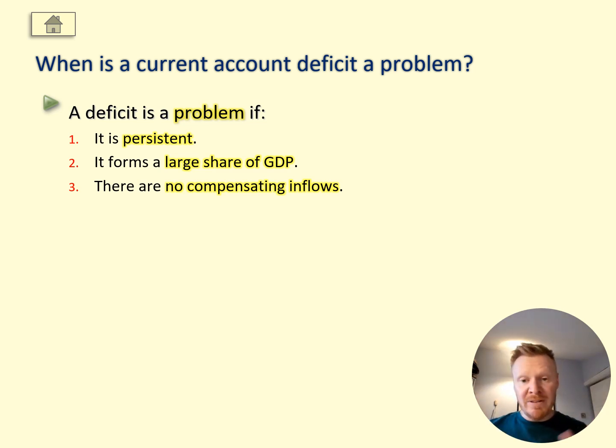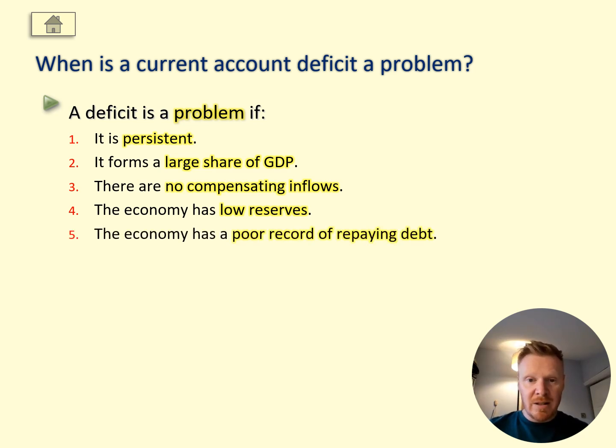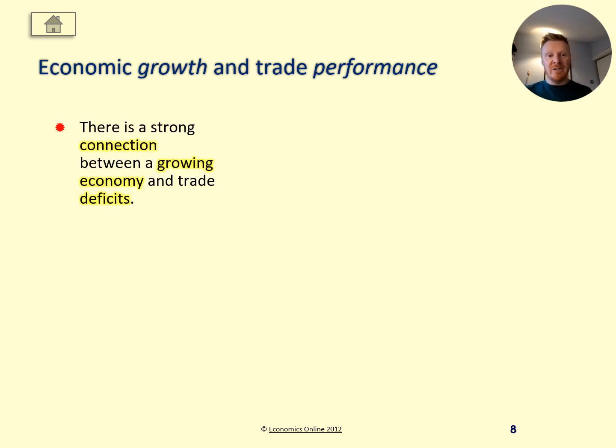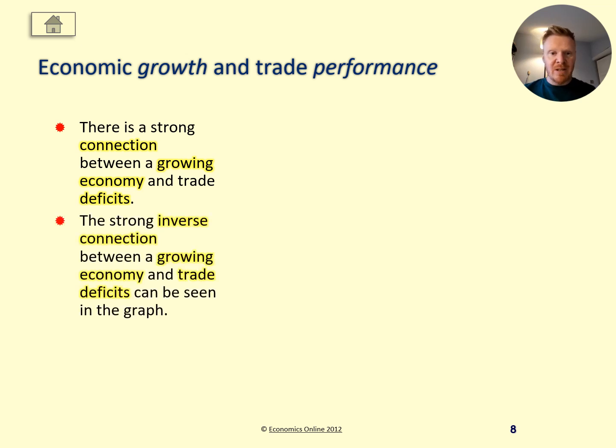Are there no compensating flows? So what's happening on the capital account, for example? The economy has low reserves. This may make it difficult for us to finance a deficit in the long run. If the economy has a poor record on repaying its debt, that could get us into difficulties as well. So let's have a look at some of these in a bit more detail and have a look at economic growth and trade performance.